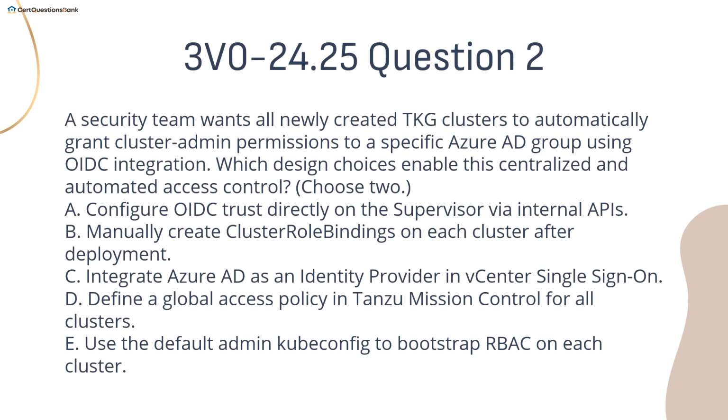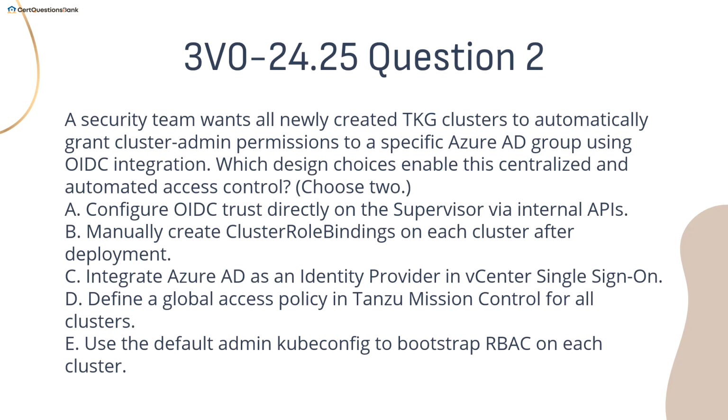A security team wants all newly created TKG clusters to automatically grant cluster admin permissions to a specific Azure AD group using OIDC integration. Which design choices enable this centralized and automated access control? Choose 2. A. Configure OIDC trust directly on the supervisor via internal APIs.